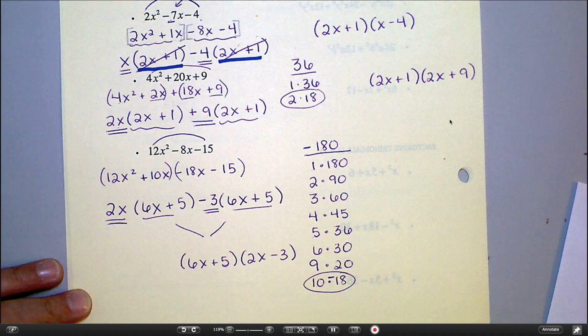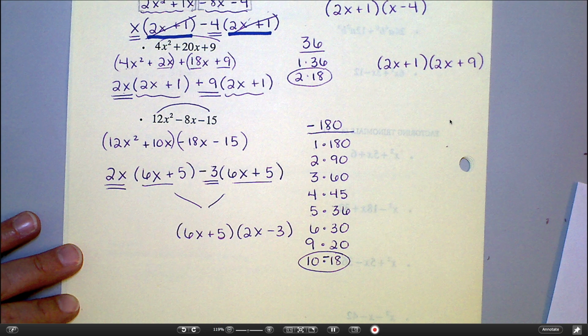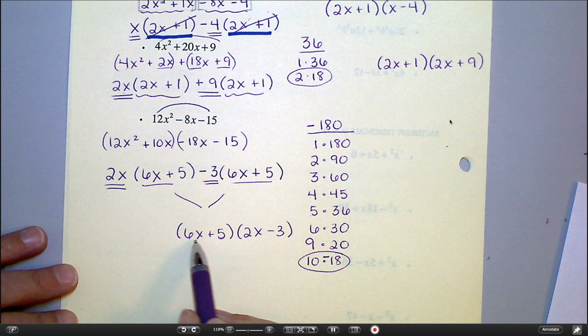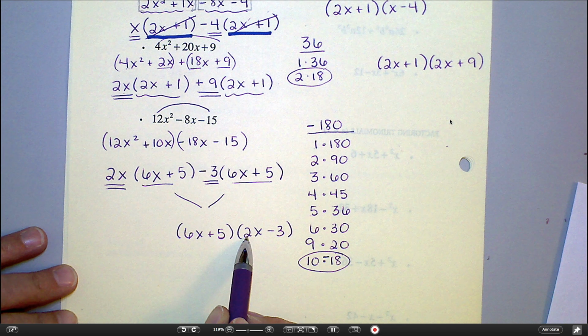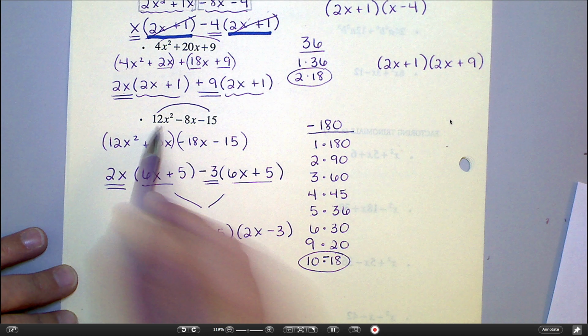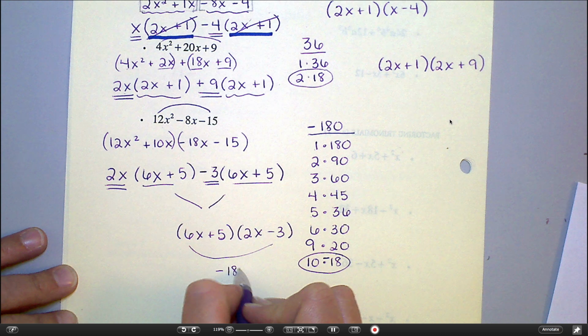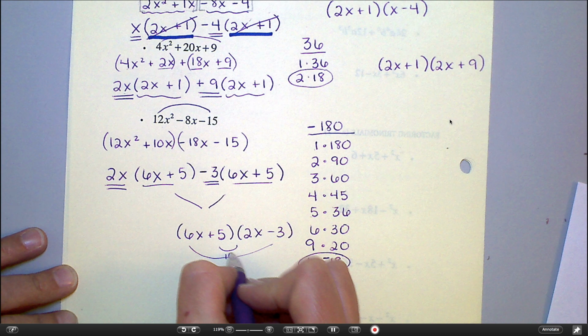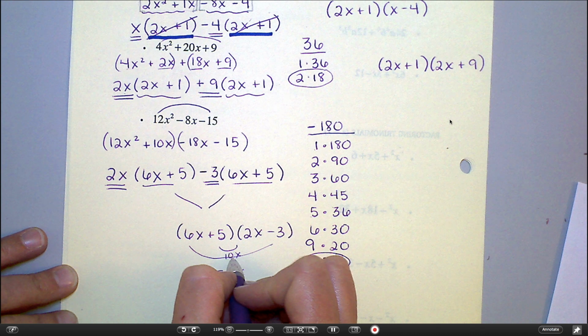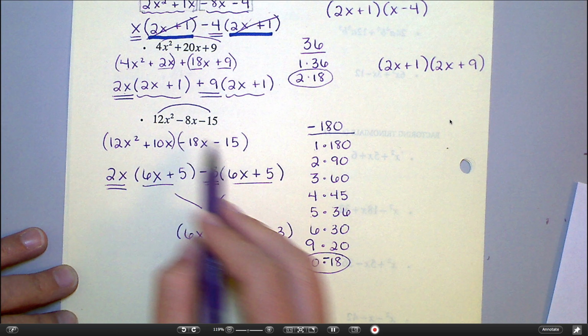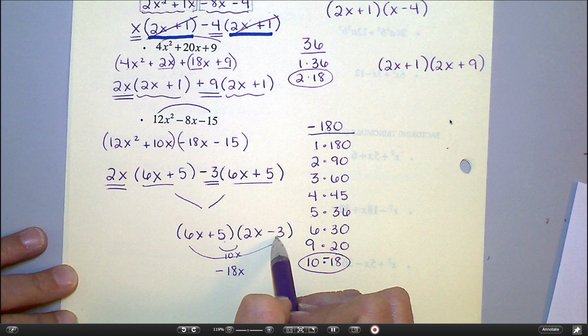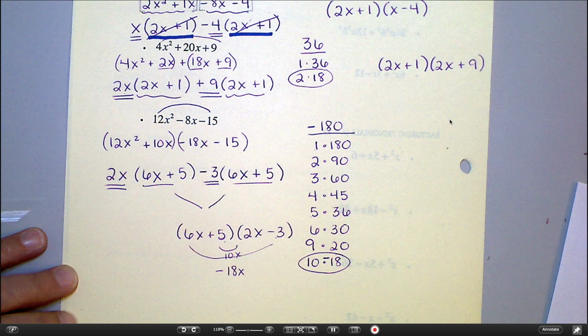And if you foiled this back together, and I would foil it back together at least mentally here, 6x times 2x would give me 12x squared. Here I would get negative 18x and positive 10x, and negative 18 plus 10 is negative 8. And then 5 times negative 3 would give me the negative 15.